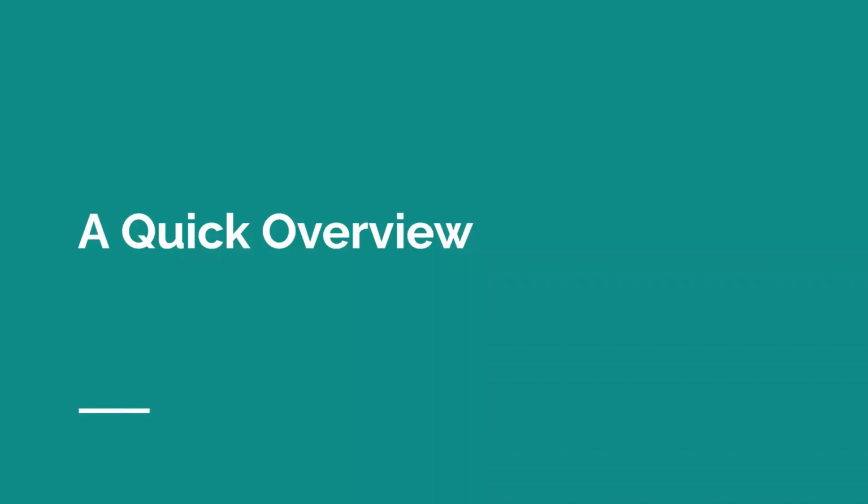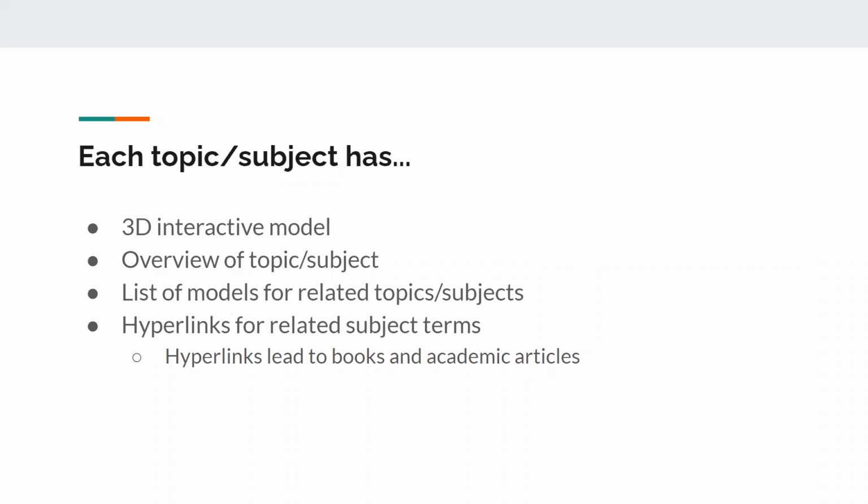I'm next going to give you a quick overview of what to expect with each particular model that you look at in the Interactive Human Anatomy database, and then we'll actually look at the database. So each topic or subject has a few things that go along with it. There's a 3D interactive model. You're going to see an overview of the topic or the subject, and as you work through that particular model and work through the information that's provided to you, you will be able to move through the different parts of the model. And as you do so, the information will actually update. And I'll show you how that works.